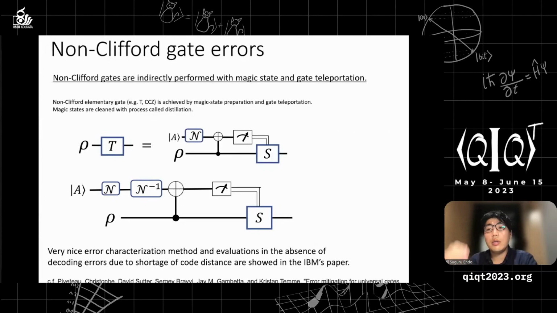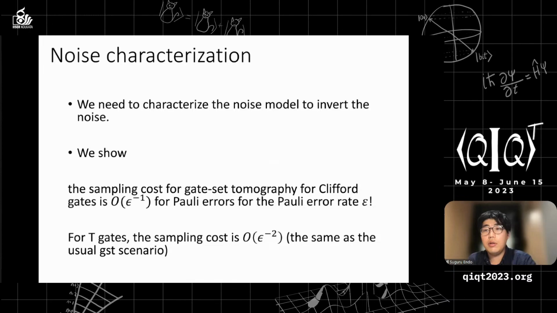We can also apply error mitigation for non-Clifford gate operations as well. When we apply the T gate, which is required in FTQC for universal operation, the T gate is performed with teleportation of a specific state called a magic state, and the magic state has noise. Even in that case, we can apply the inverse of the noise and teleport the state. For noise characterization, we also show that we can efficiently characterize the noise in Clifford gates. When we consider Pauli errors with error rate epsilon, the sampling cost for noise characterization for a Clifford gate is order epsilon inverse.